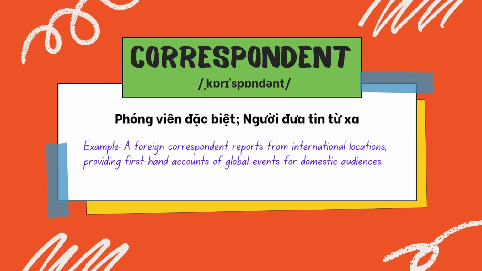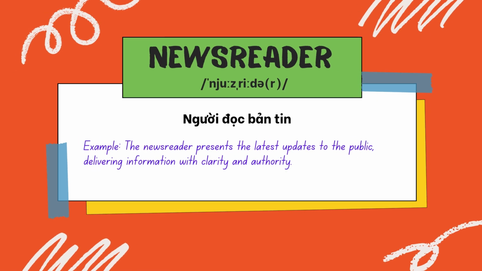Correspondent, example. A foreign correspondent reports from international locations, providing first-hand accounts of global events for domestic audiences. Newsreader, example. The newsreader presents the latest updates to the public, delivering information with clarity and authority.